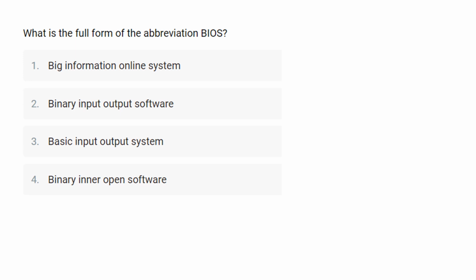What is the full form of abbreviation BIOS? Here in the question, they ask you the full form of BIOS, for which the first option is Big Information Online System, second one is Binary Input Output Software, third one is Basic Input Output System, and the last one is Binary Inner Open Software.